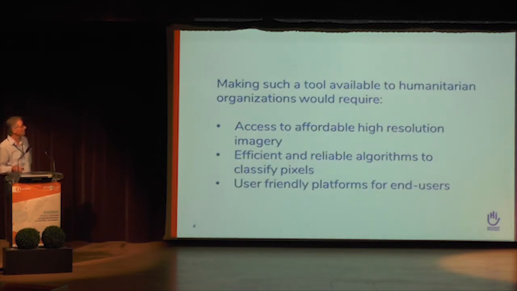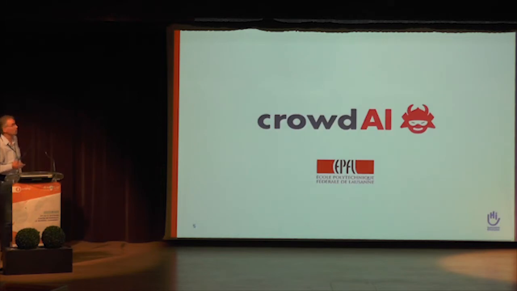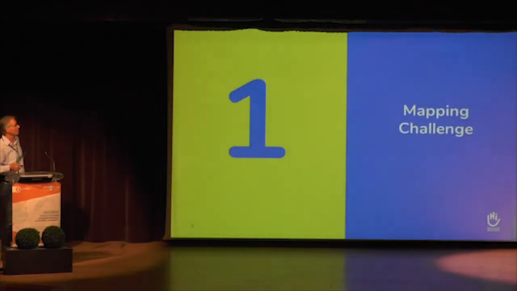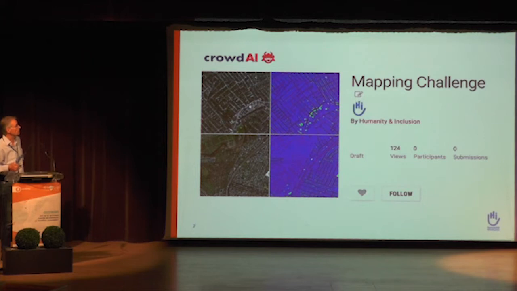What this meant was that we would need access to affordable, high-resolution imagery. We would need efficient and reliable algorithms to classify pixels. And we would need user-friendly platforms for end users. So we met CrowdAI in the meantime and started the mapping challenge. This was a proof of concept.